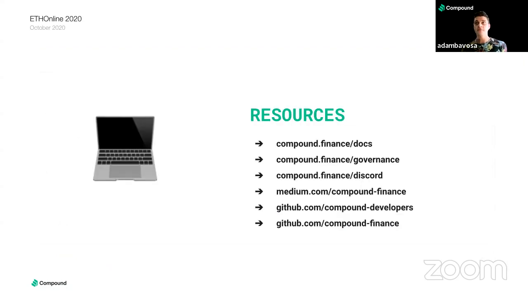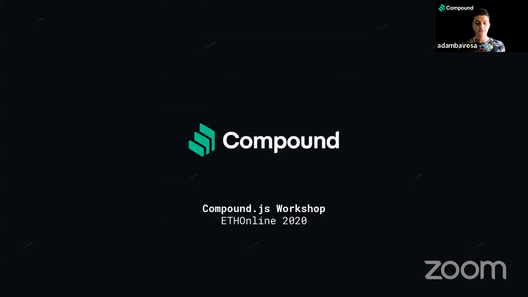And here are governance resources. If you want to build something, you can check out the docs and our governance page. Come on over to our Discord and ask questions, whether about concepts or code, and we'll help you out. You can educate yourself using the Medium blog; we have guides for everything about Compound. And of course, we have GitHub where you can check out open source code. So that's my little presentation. The next part is the workshop, where I'm going to show you how to develop with Compound.js and JavaScript.